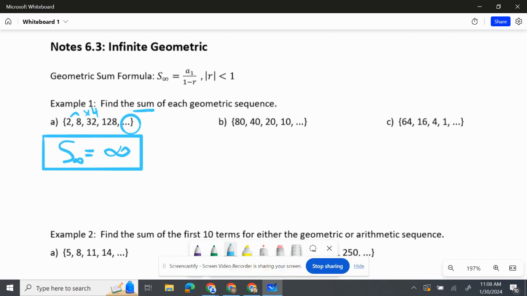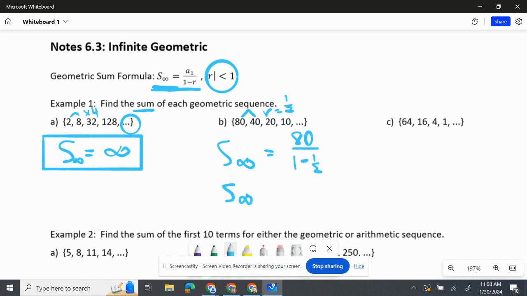Now, when the ratio is less than 1, so in this case the ratio is 1/2, whenever our ratio is less than 1, then we're going to use the infinite formula. So the sum of an infinite is equal to our first term, 80, over 1 minus 1/2. And that right there would be 80 over 1/2, which is not 40. That would be 80 divided by 2. Remember, keep, change, flip. We're changing the 1/2 to 2 over 1. So that means the sum of an infinite would be 160.